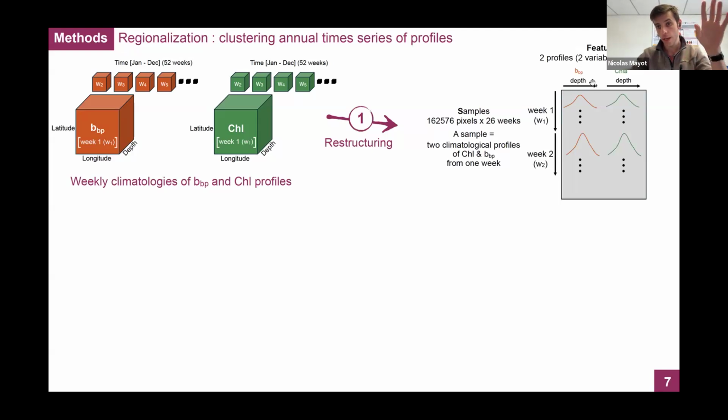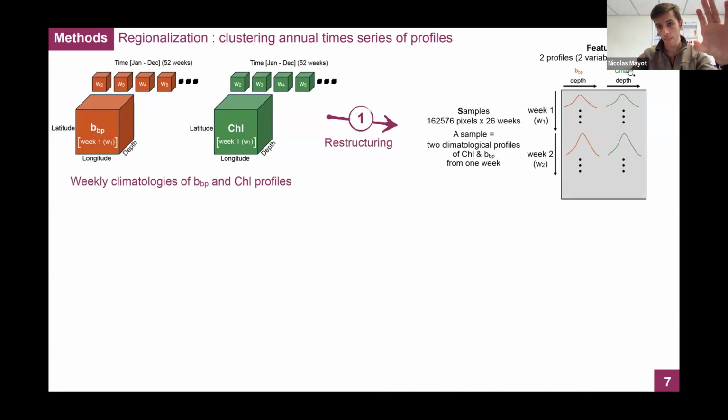In this 2D table, each row represents a week and a pixel, and the columns represent the data in terms of profile, so a BBP profile and a chlorophyll profile for each pixel for week 1, for each pixel for week 2, for each pixel for week 3, etc., until 26 weeks. I'm not using the full 52 weeks because there is a month without data, since we have no information from satellite images because of the night in the austral area. And I'm also using only the information between 0 and 100 meters.